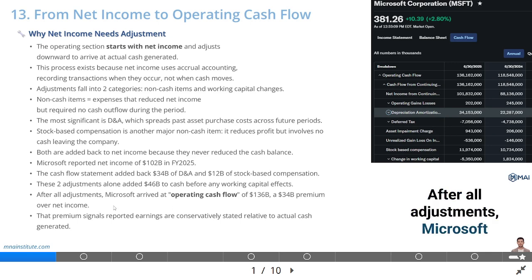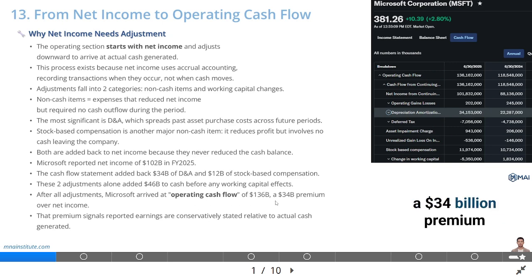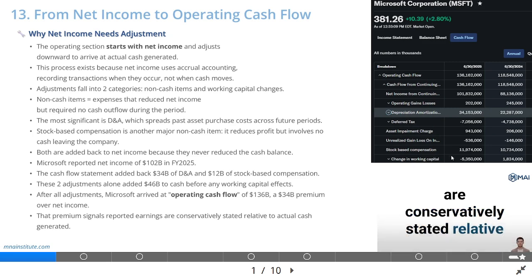After all adjustments, Microsoft arrived at operating cash flow of $136 billion, a $34 billion premium over net income. That premium signals that the company's reported earnings are conservatively stated relative to the actual cash being generated by the business.